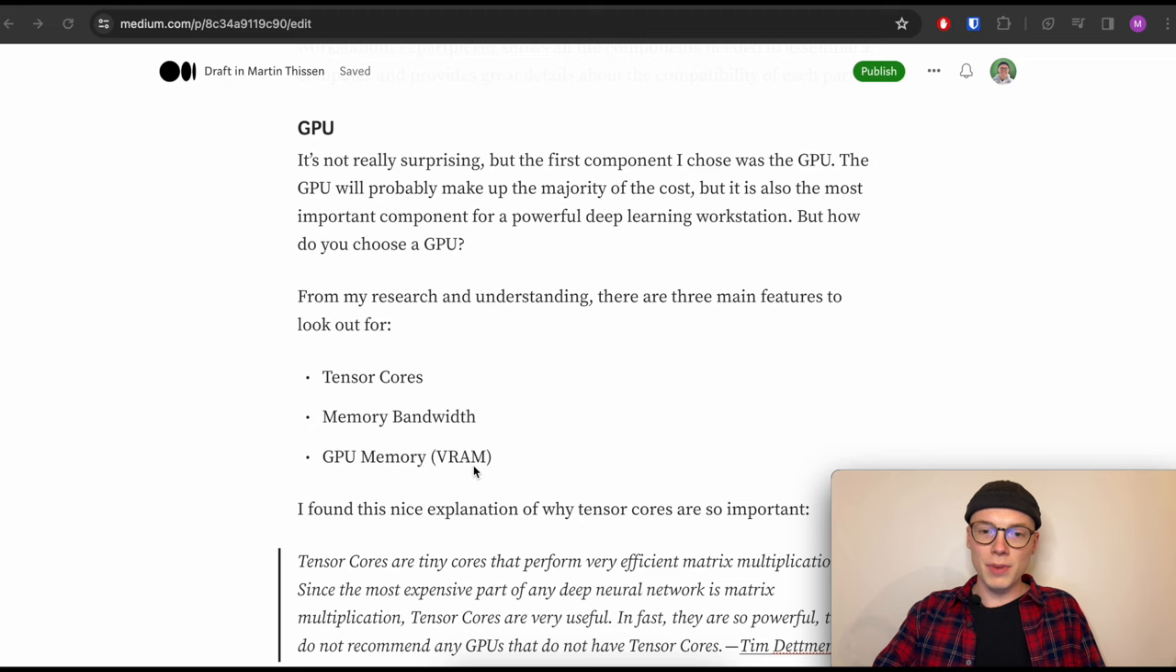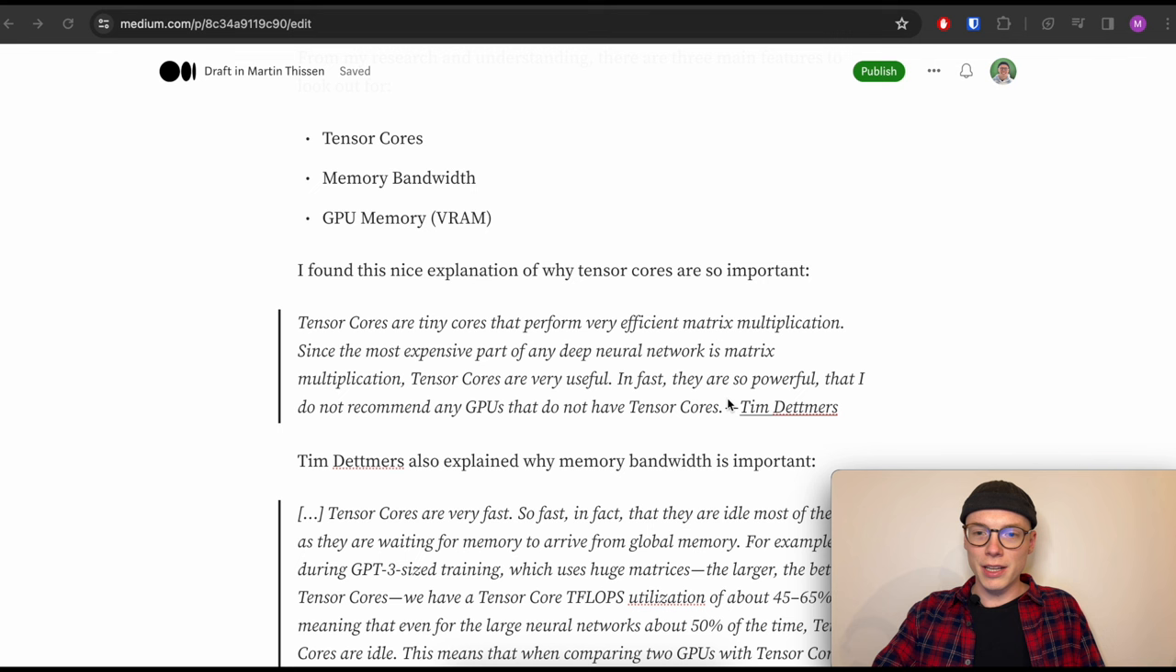Let's start with the tensor cores. Why are they so important? I found this very nice explanation by Tim Dettmers explaining that tensor cores are tiny cores that perform very efficient matrix multiplication. Since the most expensive part of any deep neural network is matrix multiplication, tensor cores are very useful. In fact, they are so powerful that I do not recommend any GPUs that do not have tensor cores. And I think all the GPUs that NVIDIA has released in the last 4 to 5 years already had tensor cores, so only the really old ones don't.